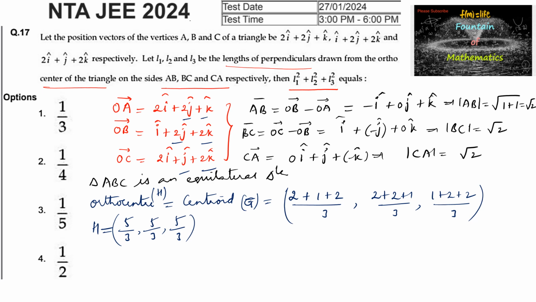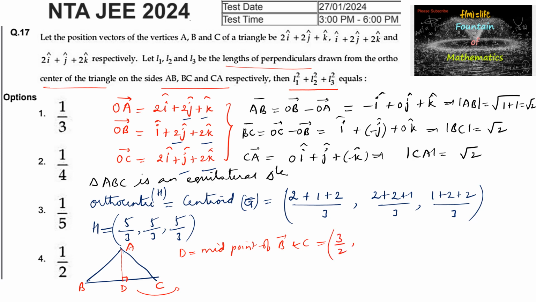And now the length of the perpendicular. Say the points A, B, C. The perpendicular, since it is an equilateral triangle, so D is the midpoint of B and C. So we can write the point D as the midpoint of B and C, which is equal to (1 plus 2) divided by 2, that is 3 by 2, (2 plus 1) divided by 2, that is 3 by 2, (2 plus 2) divided by 2, that is 2. So we can take the point D as (3 upon 2, 3 upon 2, 2).